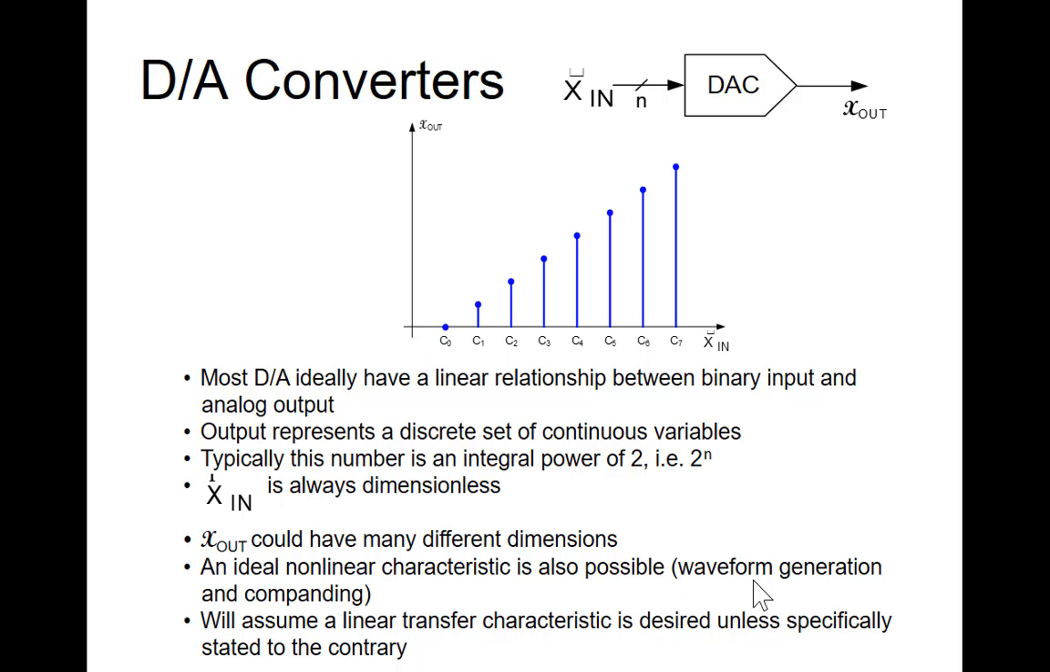And those would be called companding DACs. So sometimes in the audio arena, you may intentionally have a DAC that has a nonlinear relationship between the Boolean input code and the output. But we're not going to be concerned about those types of DACs.